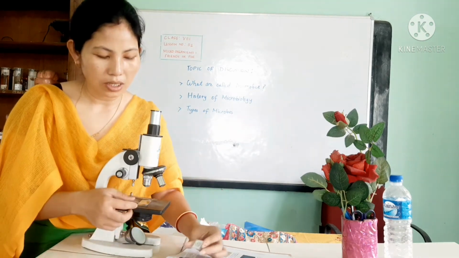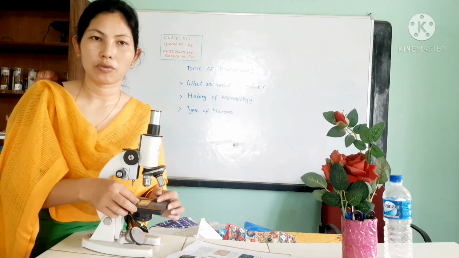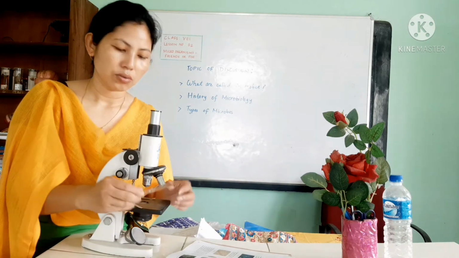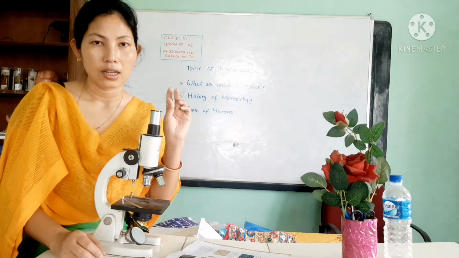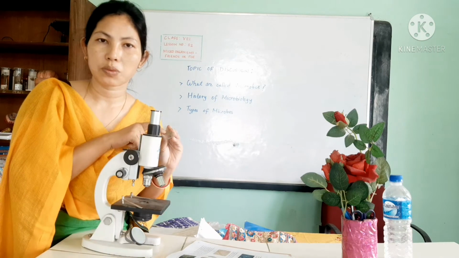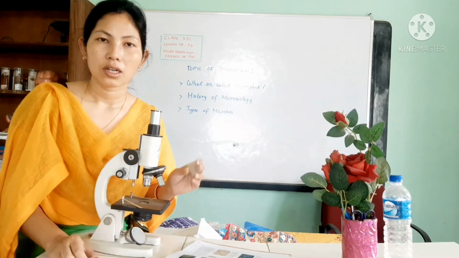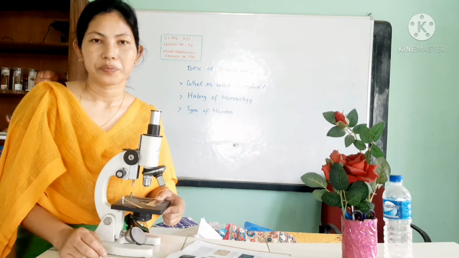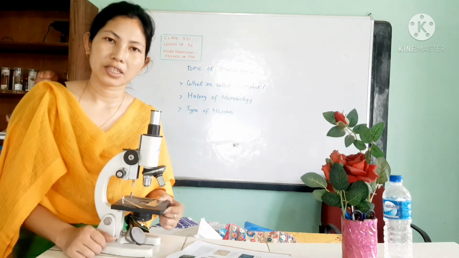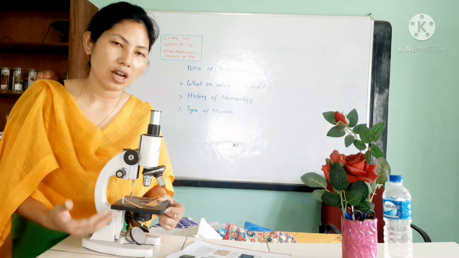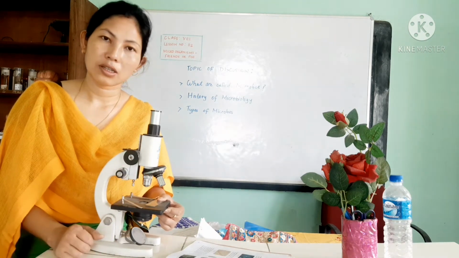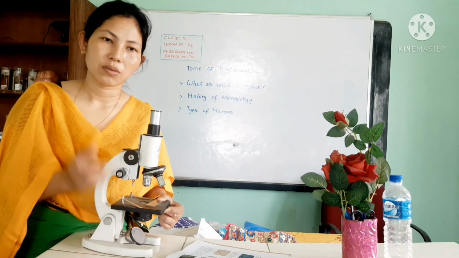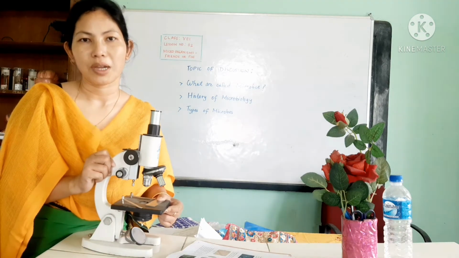Likewise, we can also make a temporary mount of any extract from any plant or animal species. So this is the temporary slide, and on the slide we mount our specimen and then we cover it with our cover slip, right? And then we see it under the microscope. So hopefully you will get a chance to see how temporary slide preparation is done, or how we can mount the specimen that we want to observe under the microscope.